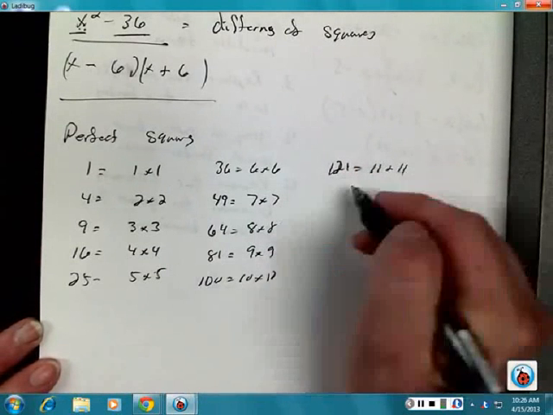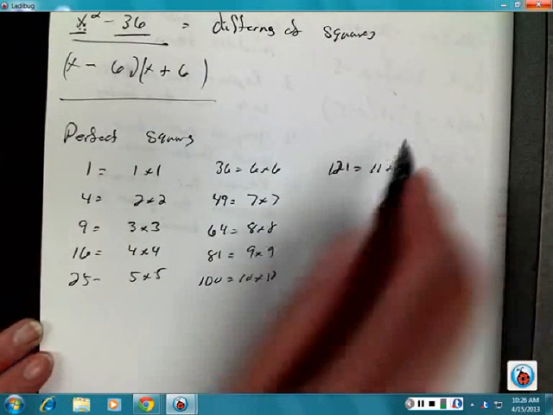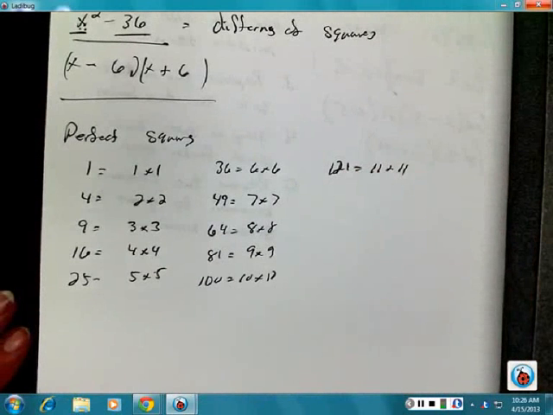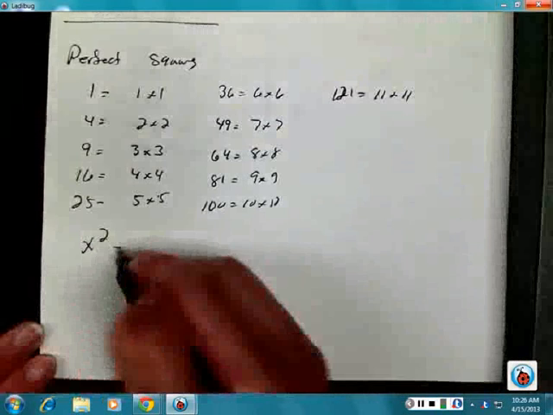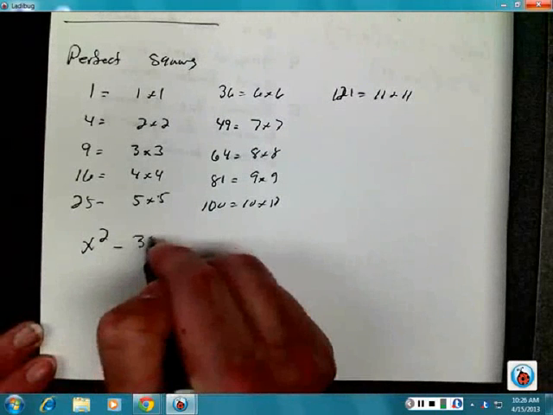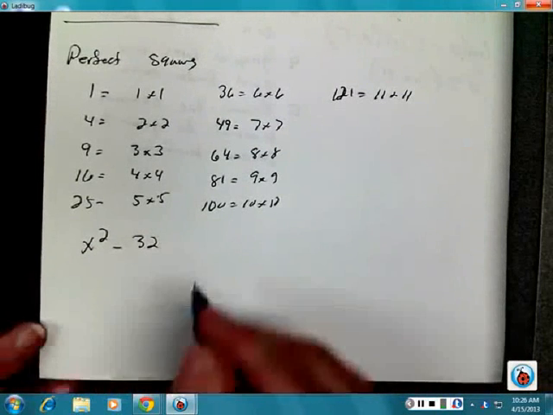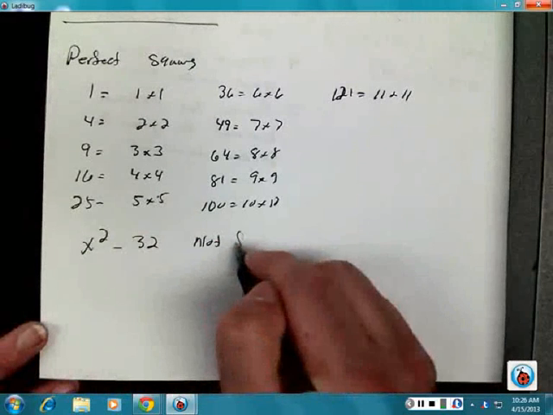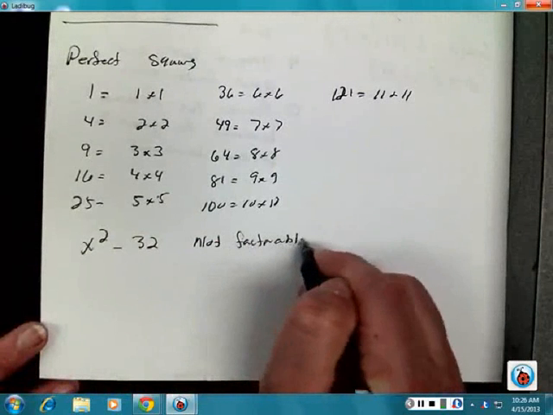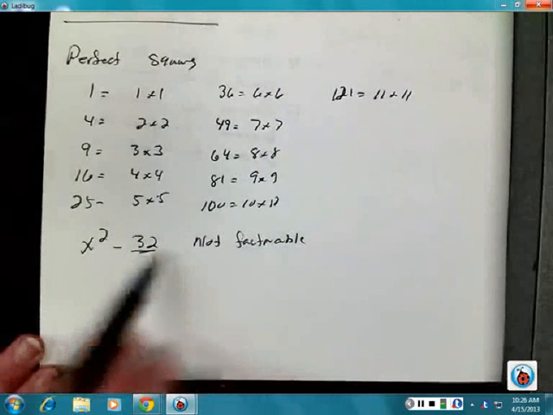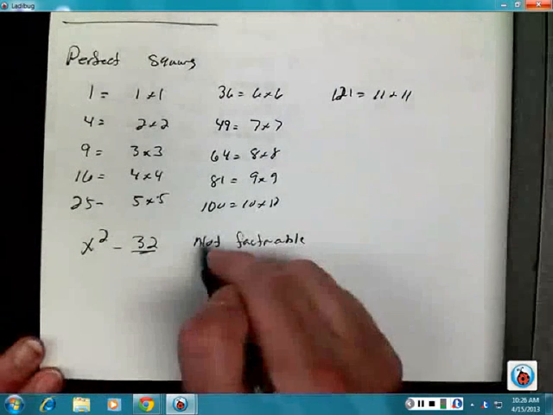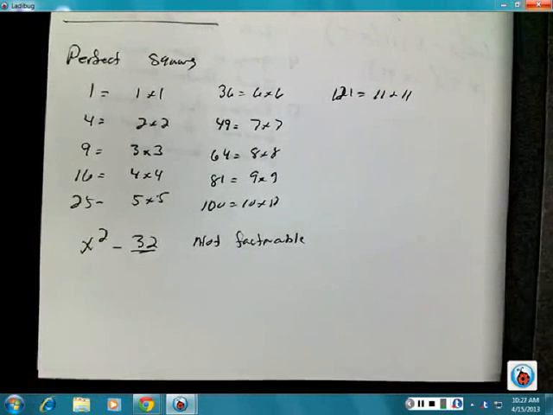What if it's not a perfect square? If it's not a perfect square, then you can't factor it. So if you had something like x squared minus 32, I would have to say it's not factorable, because 32 is not a perfect square. So there is no perfect square happening in that part. Because it's not a perfect square, I can't factor it, and so I can just say it's not factorable.